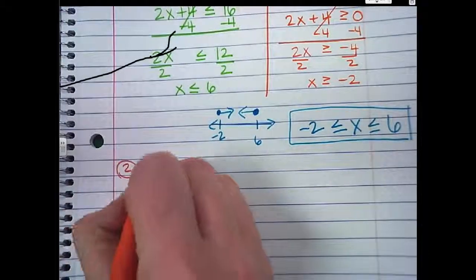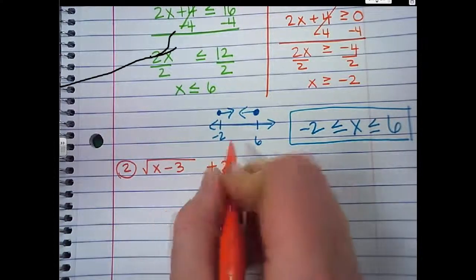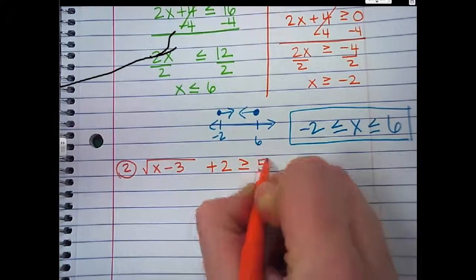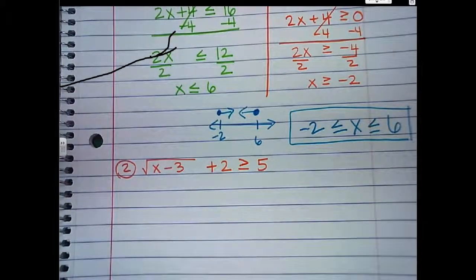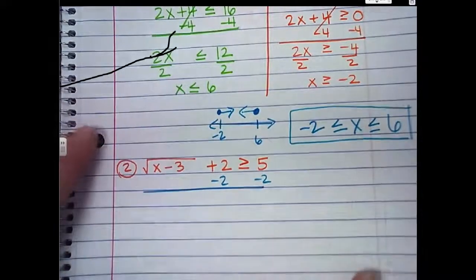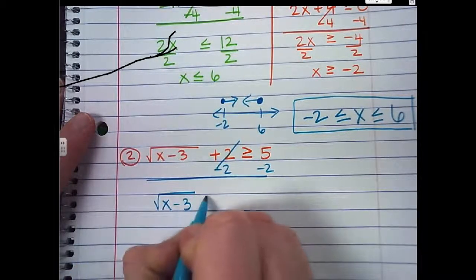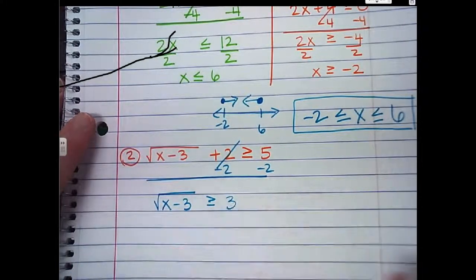Okay, let's try another one. Square root of x minus 3, plus 2, is greater than or equal to 5. What would you do first on this one? Subtract the 2. Yeah, you want to get the radical by itself. So subtract the 2. So square root of x minus 3 is greater than or equal to 3.